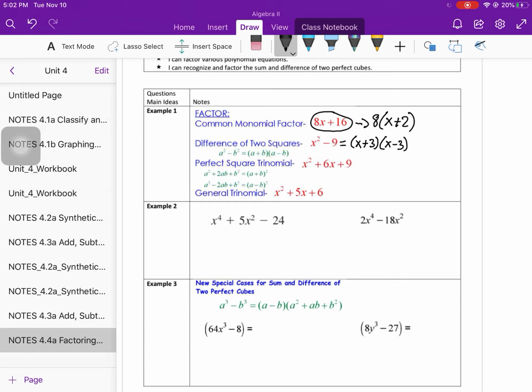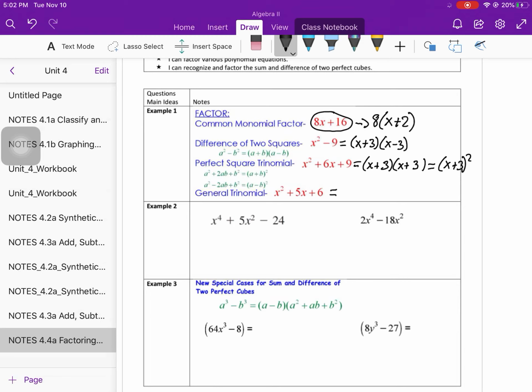The perfect square trinomial, this is that pattern where it starts with x and x, and then we look at the last term. 9 is a perfect square, and factors of 9 that add to make 6 are 3 and 3. Signs are the same, both plus. And we could also write this as x plus 3 squared. So we've seen that pattern before.